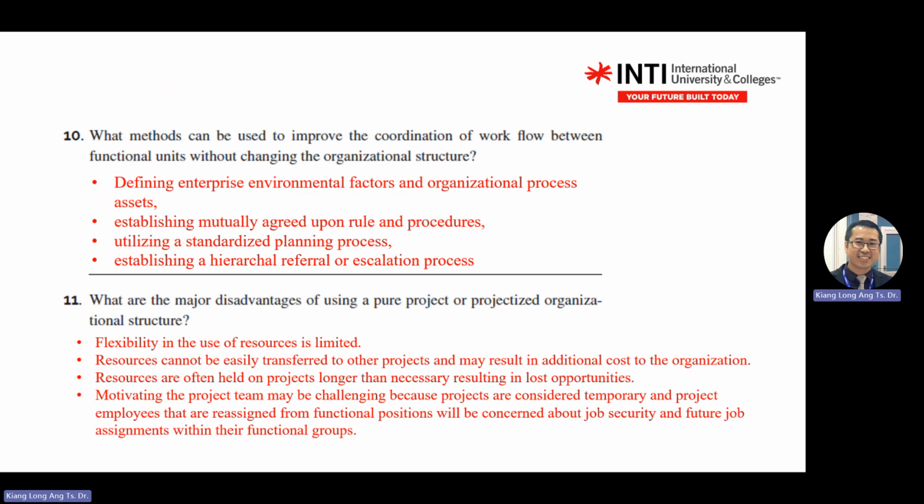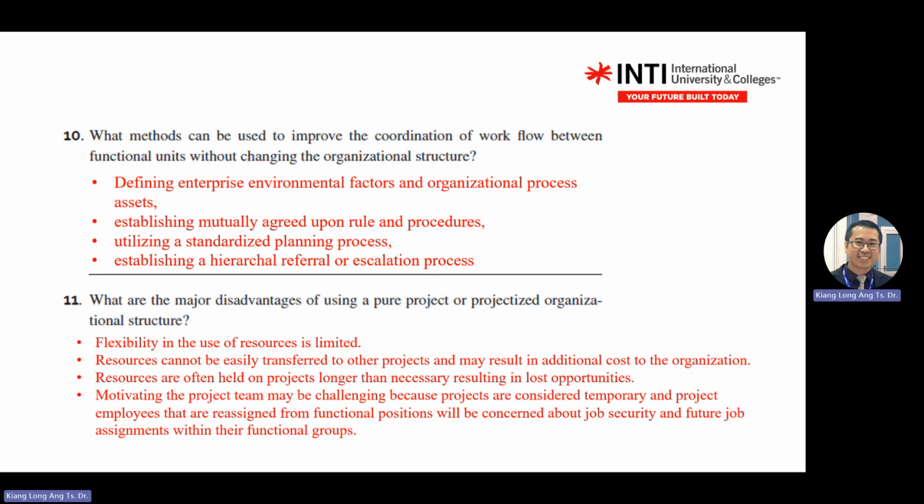Resources cannot be easily transferred to other projects because in projectized structures, you have a few project managers there. Each project wants to make sure their project is successful. So imagine you are one of the project managers, you also don't want to share your resources most of the time, because once you share, you're going to delay your projects. And three important factors in project success will be time, cost, and customer requirement or performance.